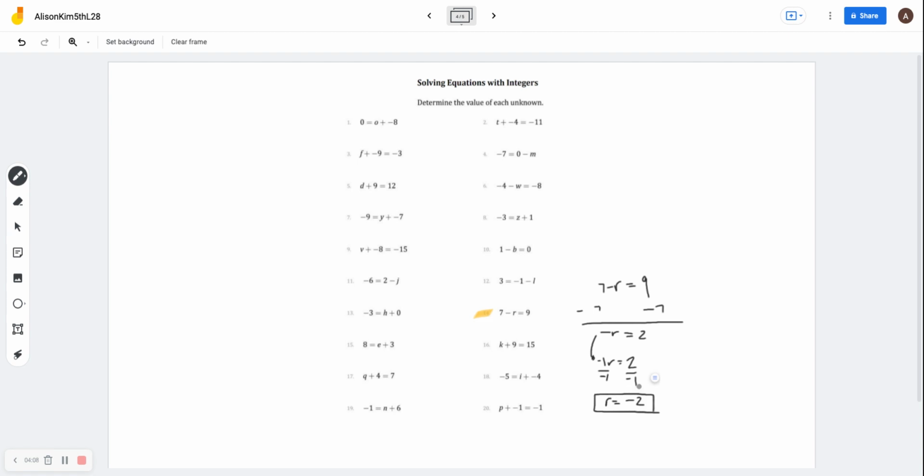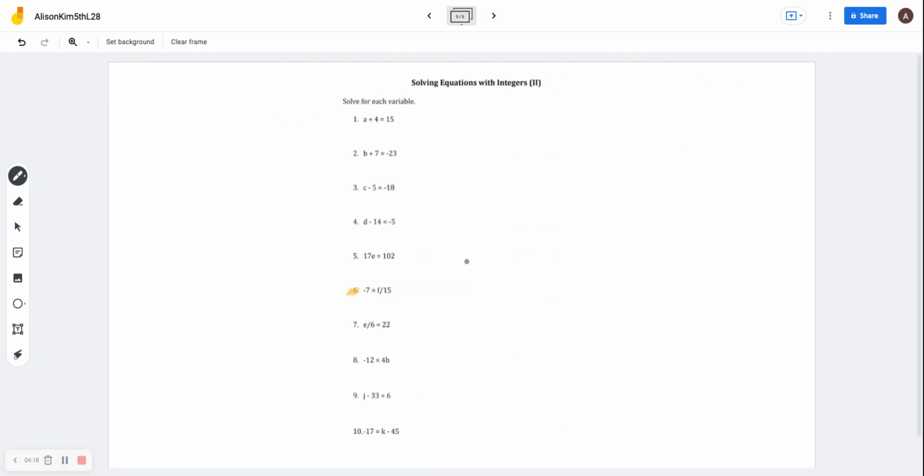So for this one, once again, you want your variable to be alone, and that's the only way you would answer these problems. Let's do a continuation. So this is the same thing, except here it gives us multiplication, addition, subtraction, and division. So number 6 gives us negative 7 equals f over 15.